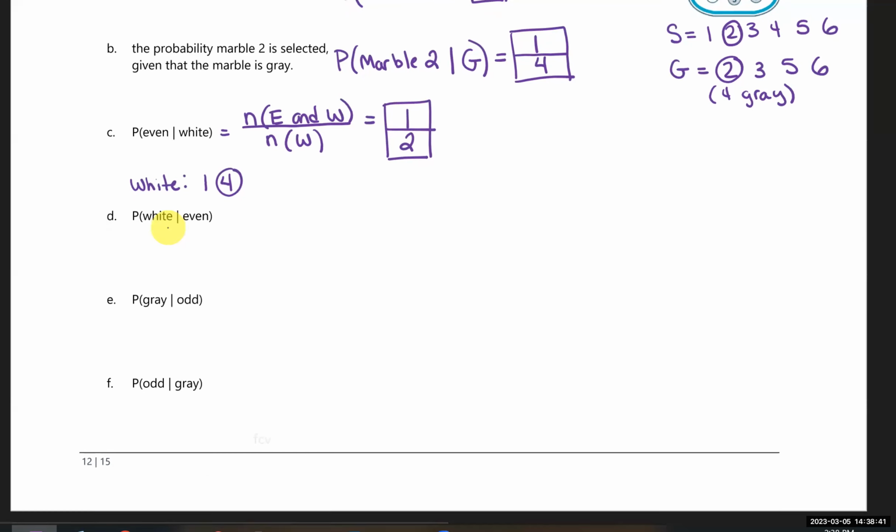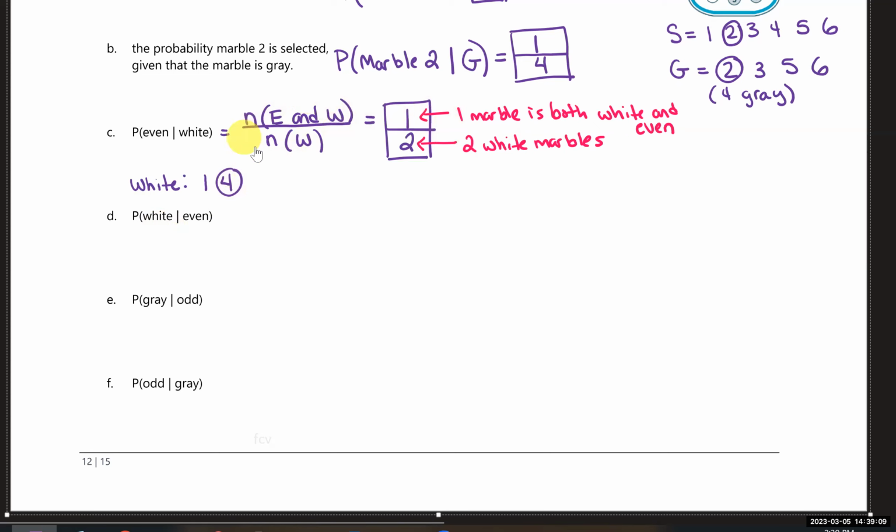All right. So add more English to it if you would like. I won't do this, of course, for everyone, but there's 2 white marbles, right, so 2 white marbles and one marble is both white and even. So there's the English. And of course, that's the same as what's written here in symbols. Okay, so then we'll just wrap up here then.